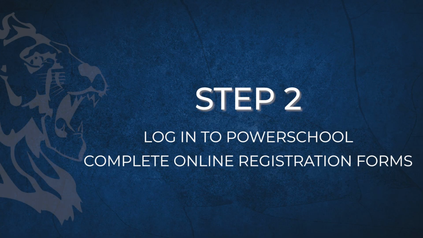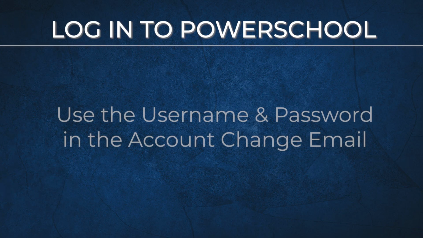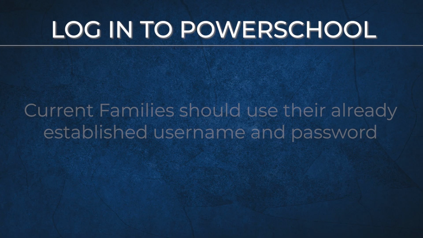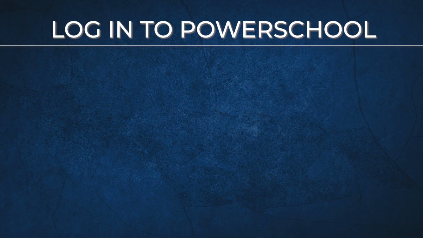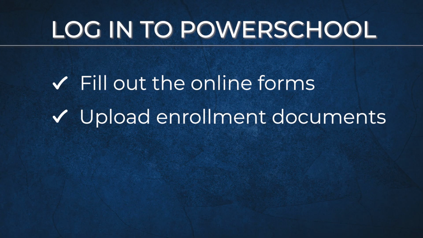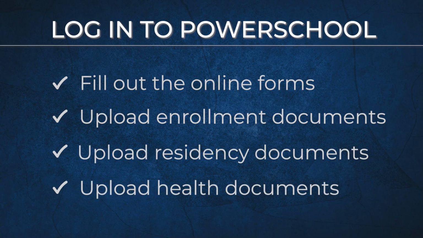Step 2. Log into PowerSchool and complete the online registration forms. For new families, use the username and temporary password in the account change email. You will be prompted to create a new password when you log in for the first time. For families with current students, log in with your already established username and password. Then, complete online registration by filling out online forms and uploading enrollment, residency, and health documents.